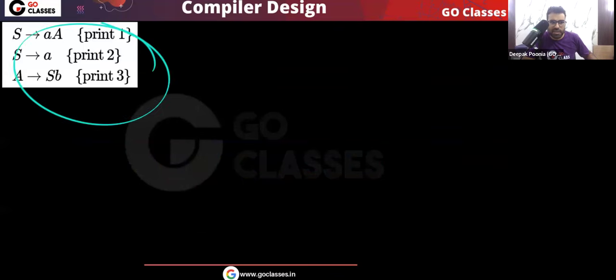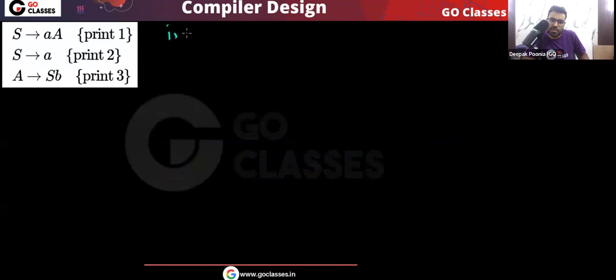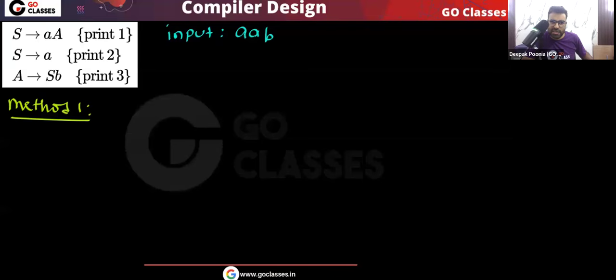So let's see here. This is the given SDTS, this is the given translation scheme. And the input is aab. So let's see what we are going to do in method number 1. We will first build the parse tree including the semantic actions. We will make nodes for semantic actions too. Let's build the parse tree.